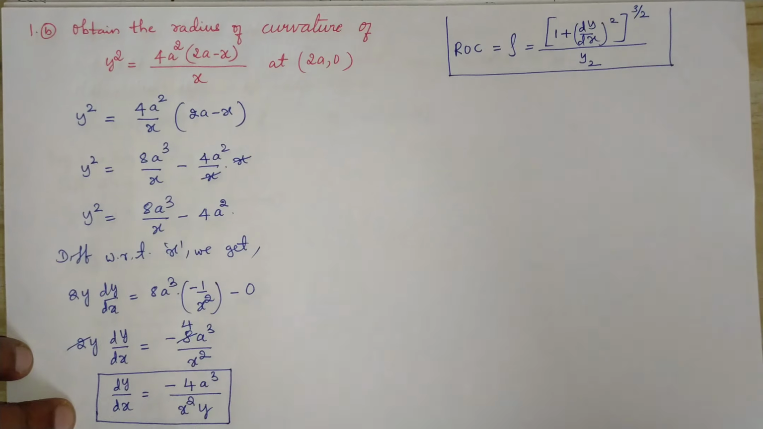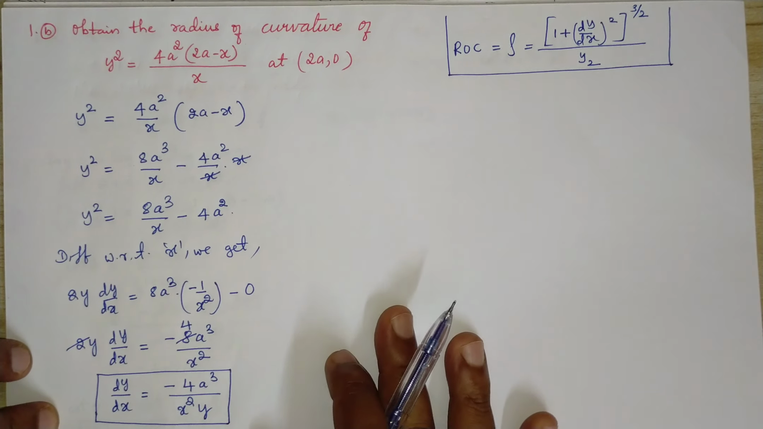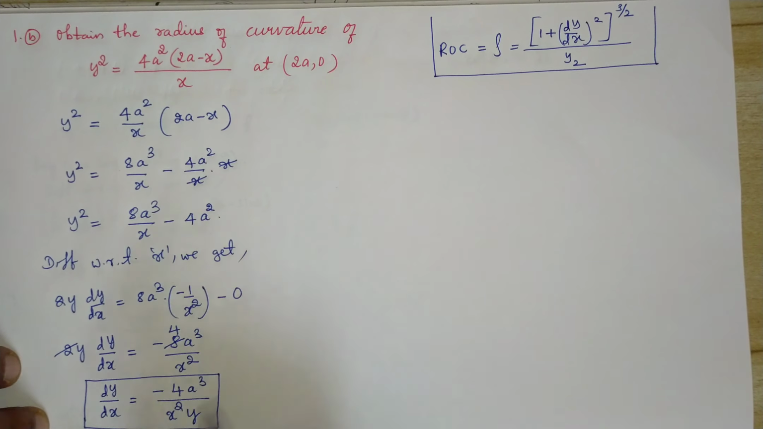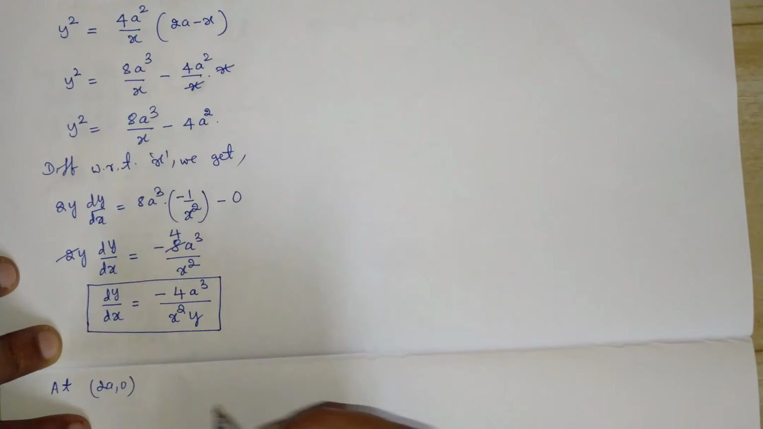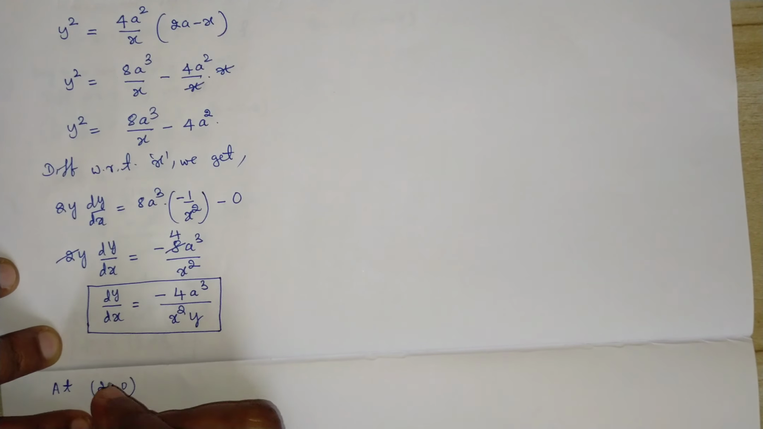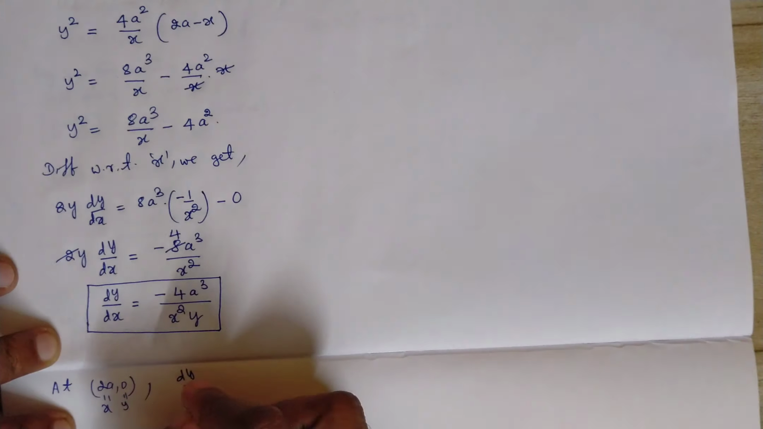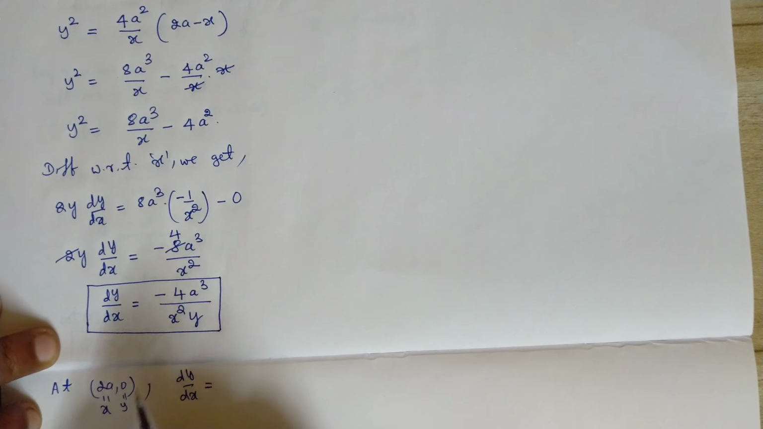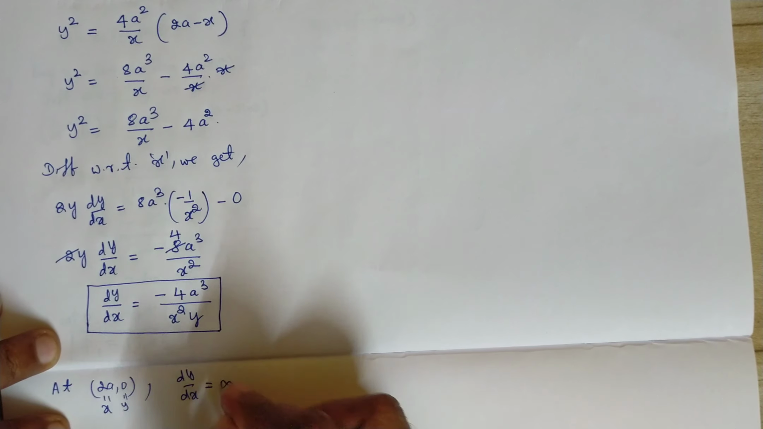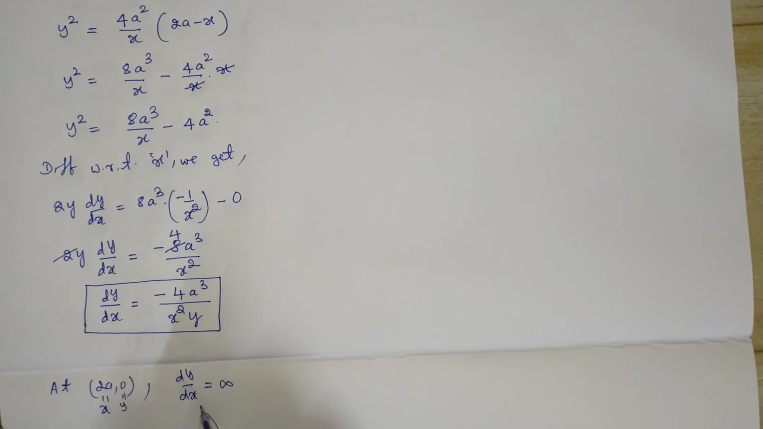Now look at this. At 2a comma 0, we have to calculate this, right? At 2a comma 0 means we have to substitute x equals 2a and y equals 0 in this. So what is dy by dx here? Look at the denominator. If I substitute y equals 0, it is indeterminate, it is infinity. Since dy by dx is not defined, we have to consider dx by dy now.